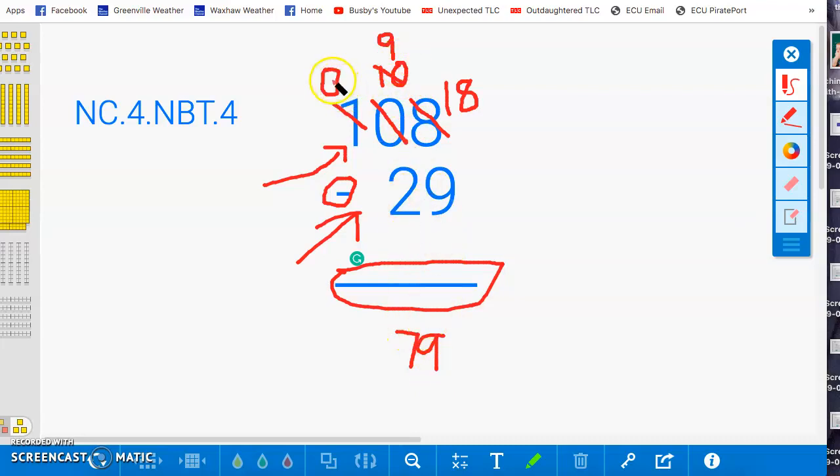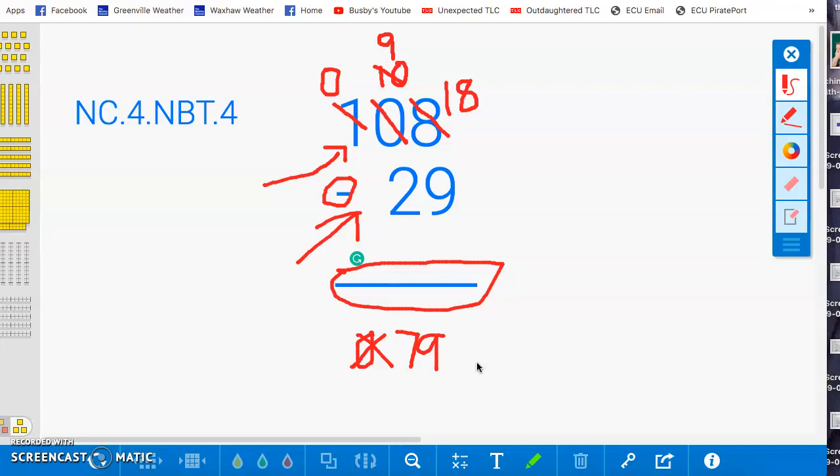And then, remember what we said before, this is a 0. You can put a 0 there as a placeholder, but you don't really need a 0 there. As mentioned, our answer is 79. And that is using the standard algorithm in 4th grade.